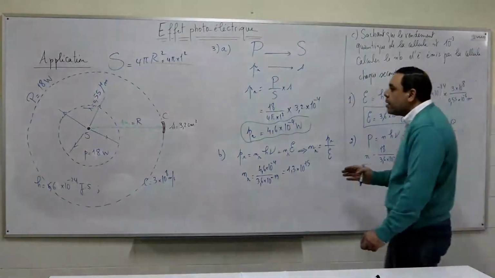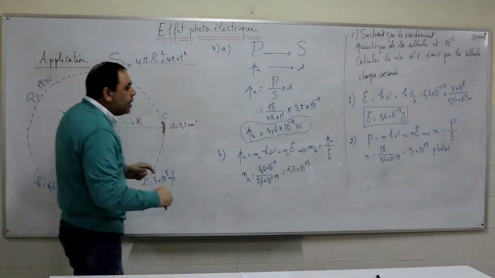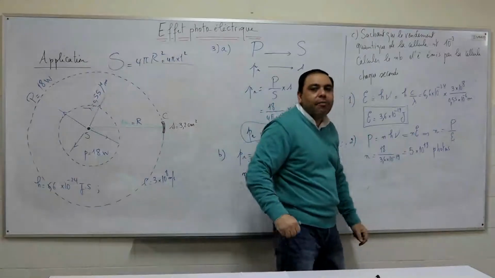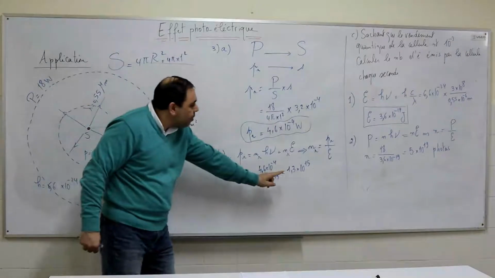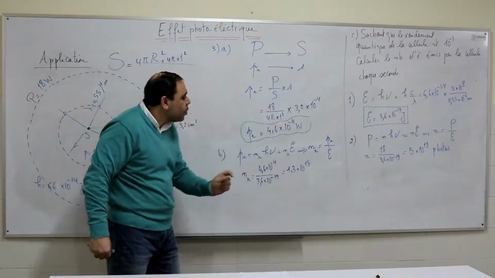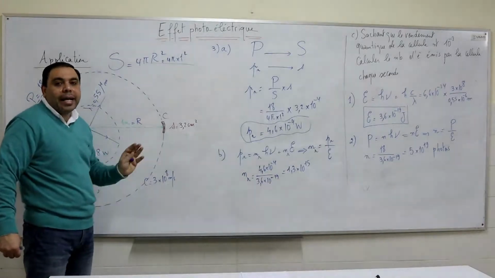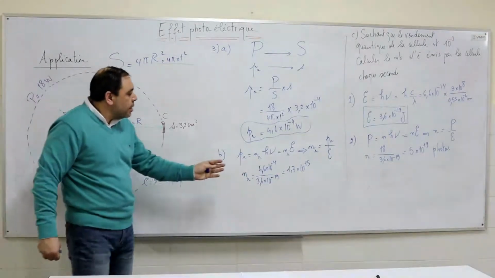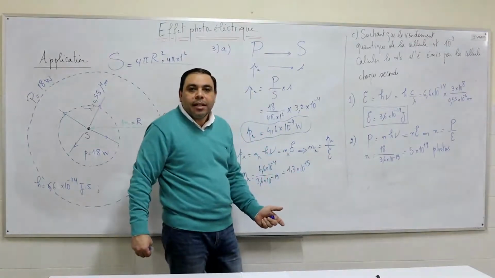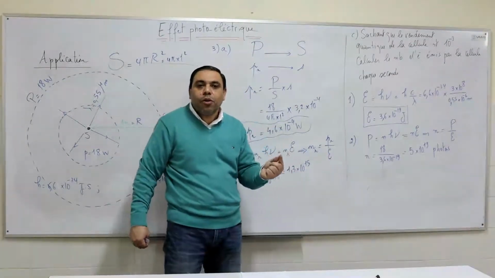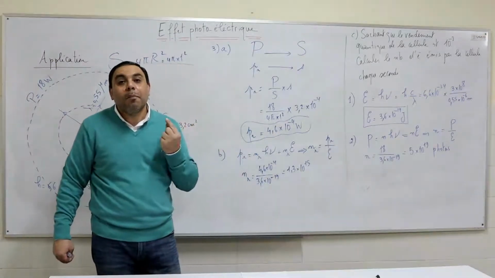Note that the source emits each second and in all directions 5 times 10 exponent 19 photons. Only 1.3 times 10 exponent 15 photons reach the cathode. The numbers are of the order of 10,000. So 1 out of 10,000 photons emitted by the source will reach the cathode.